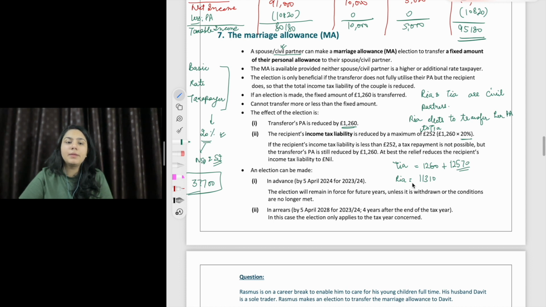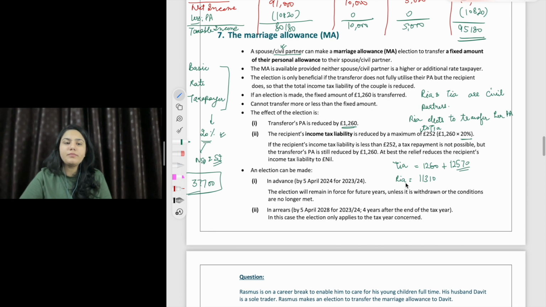First of all, you have a limit of 4 years to make that election after the end of the tax year. It means after my tax year ends, I have 4 years to recognize that I could take advantage of marriage allowance and make an election for it. If 4 years have already passed, then you cannot make the election of taking advantage of marriage allowance.